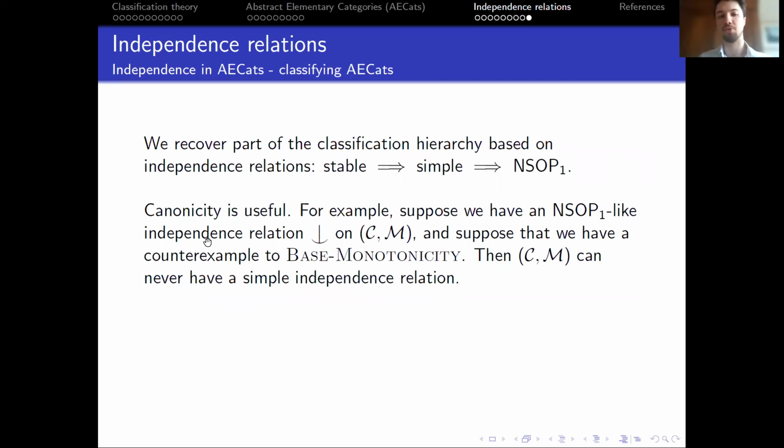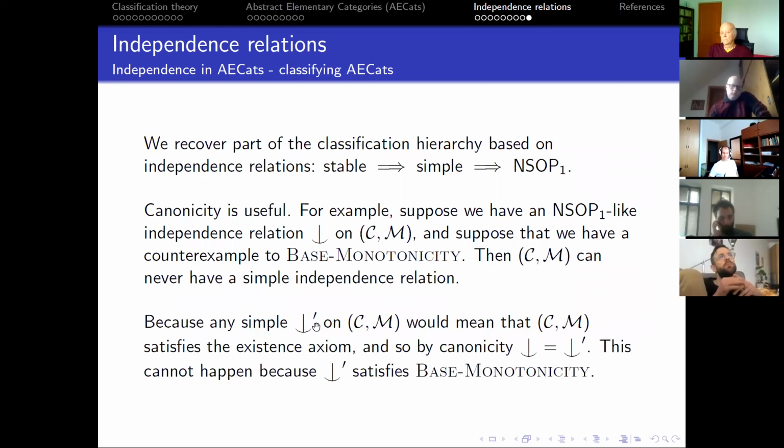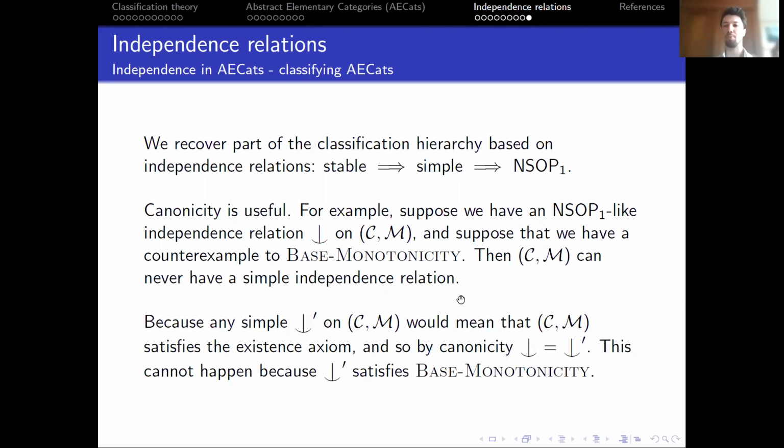Suppose that you have an NSOP1-like independence relation, but suppose that it fails base monotonicity. Remember, this was the distinguishing property between NSOP1-like and simple, right? So it's NSOP1-like, but it fails base monotonicity. Then this AEC can never have a simple independence relation. And that follows from these theorems, because suppose that there would be a simple independence relation, then that would mean that we have the existence axiom. So the second theorem from the previous slide applies. And then by canonicity, these two independence relations have to be the same, but that cannot happen because a simple independence relation always satisfies base monotonicity. And this is really a way to very precisely place AECs in this classification picture based on the existence of independence relations.